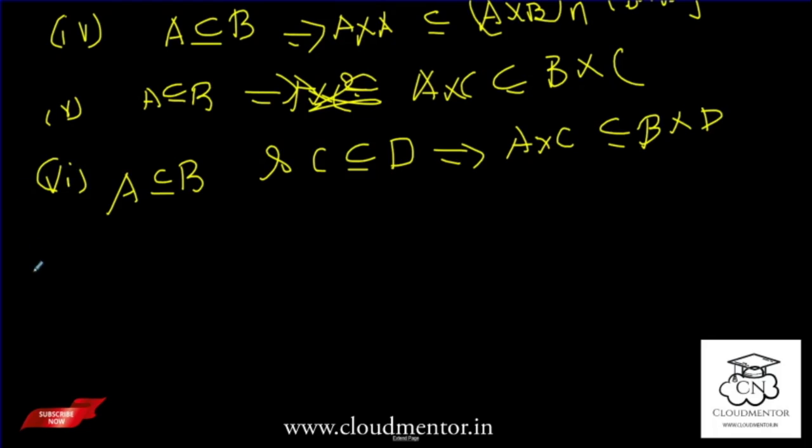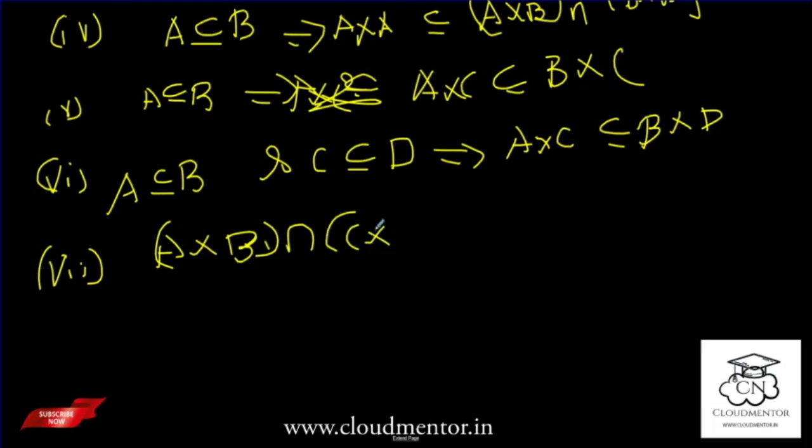And the seventh point is that A cross B intersection C cross D is equal to, or we can write A cross B intersection C cross D as, A intersection C cross B intersection D.